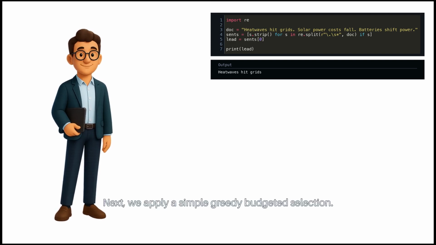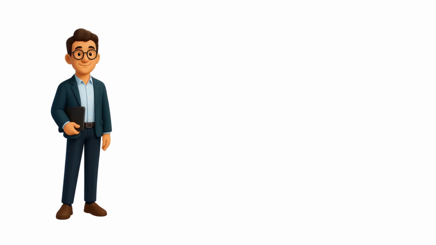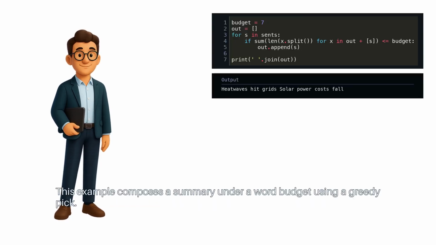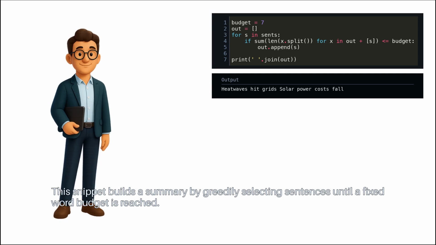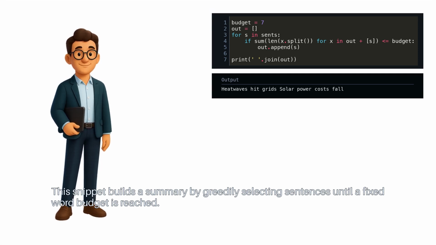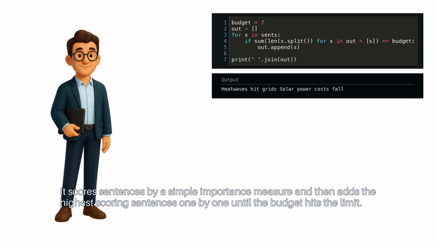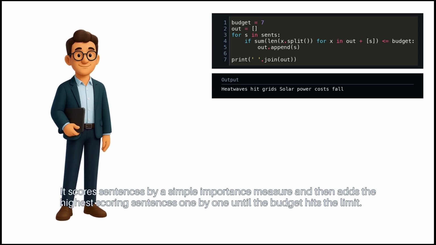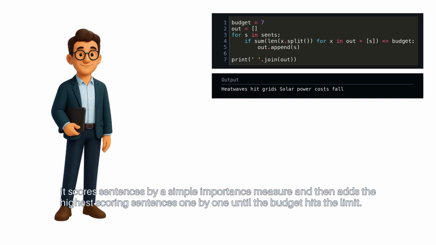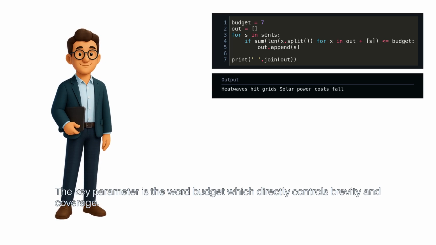Next, we apply a simple, greedy budgeted selection. This example composes a summary under a word budget using a greedy pick. This snippet builds a summary by greedily selecting sentences until a fixed word budget is reached. It scores sentences by a simple importance measure and then adds the highest scoring sentences one by one until the budget hits the limit. The key parameter is the word budget, which directly controls brevity and coverage.